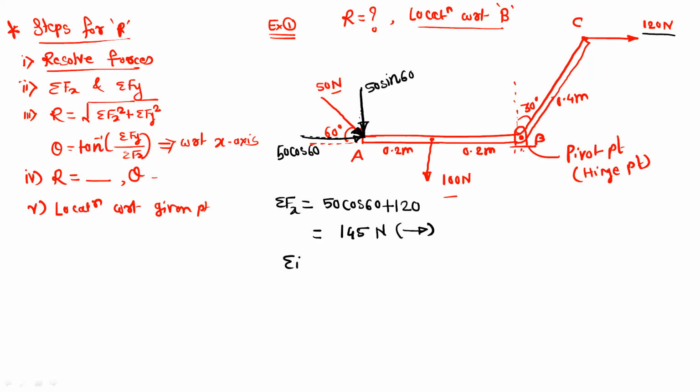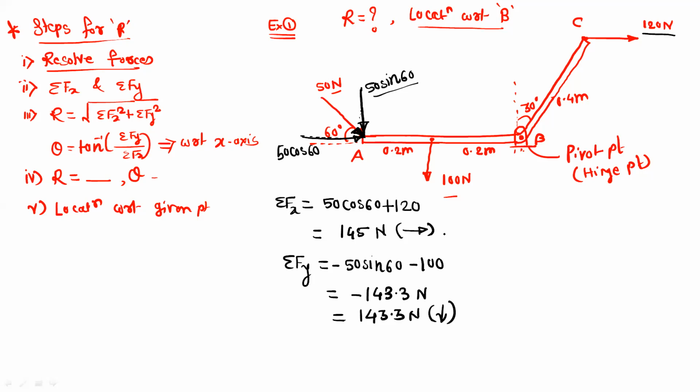Then find out summation Fy. For the summation Fy, this 50 sin 60 is in the negative y direction, so this is minus 50 sin 60, minus 100, and no component of 120 in the y direction. So this value will be minus 143.3 Newton. As it is negative, this is the magnitude acting in the negative y direction. So this is the direction.